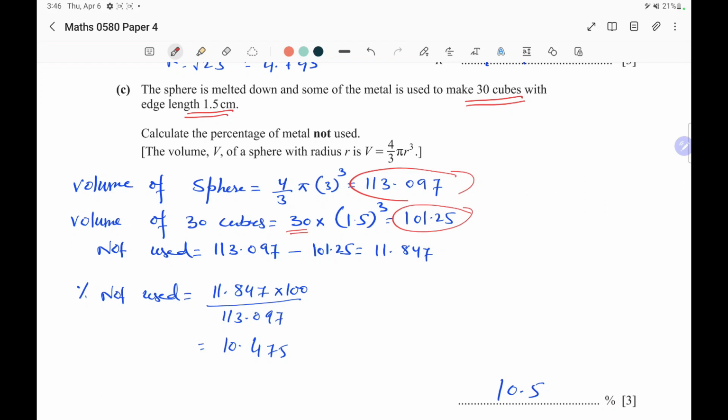Now I need to just understand these 30 cubes have developed by using this sphere, right? But it is not 100% used, right? You can just check, it's less. So how much is not used? So not used is 113.097 minus 101.25, and just take difference, 11.847. And now percentage not used. So not used times 100 over original, in this case the sphere, so 113.097, and just calculate, you will get 10.475, which is roughly 10.5.